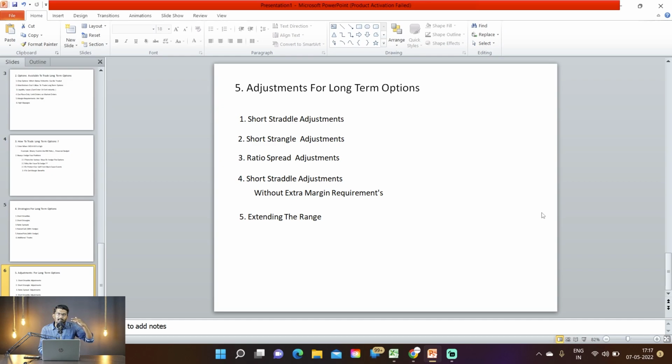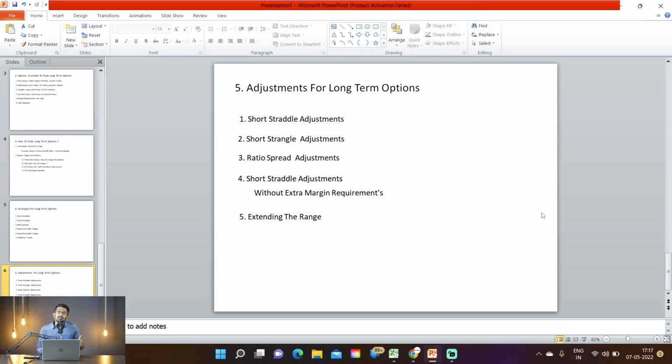Like, let us say you have a short straddle or short strangle in weekly options, and you have collected a total premium of 500 points. Your upper break even is 17,500, the lower break even is 16,500, and the market is at 17,000, right?